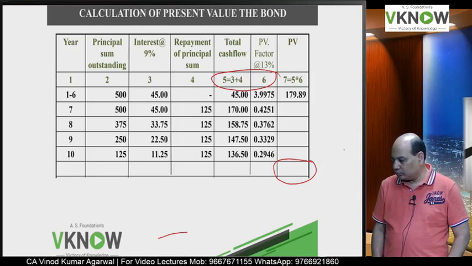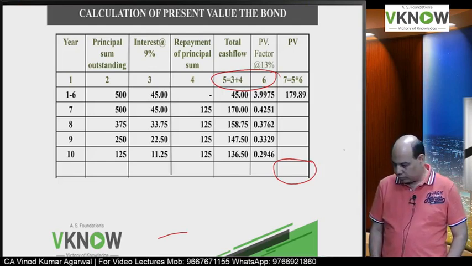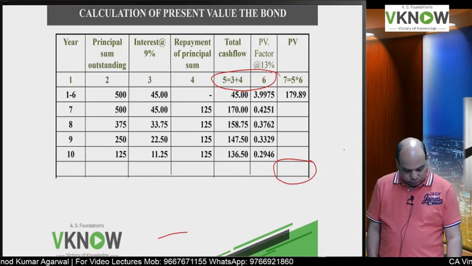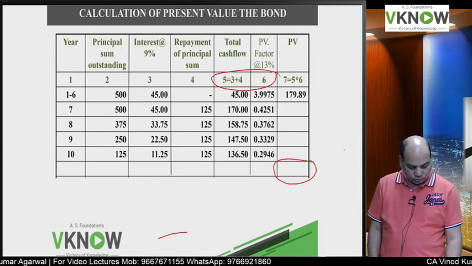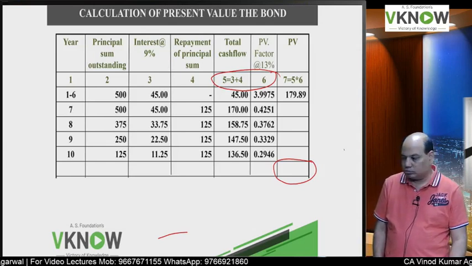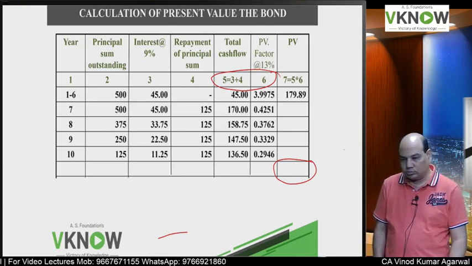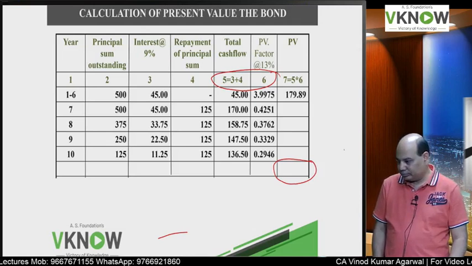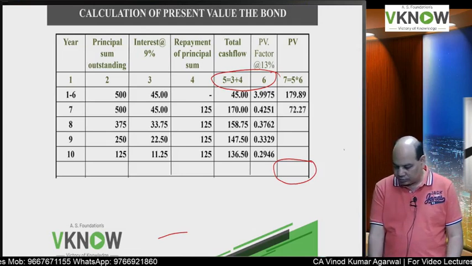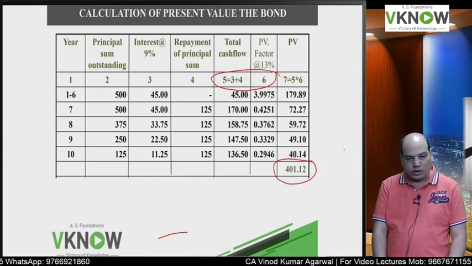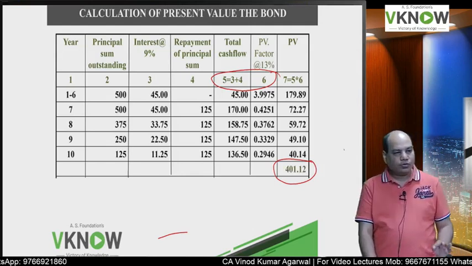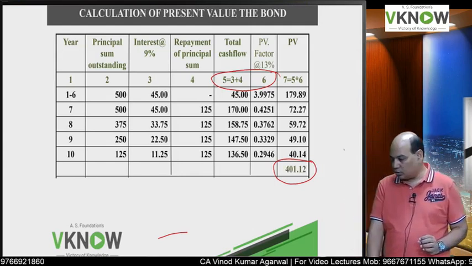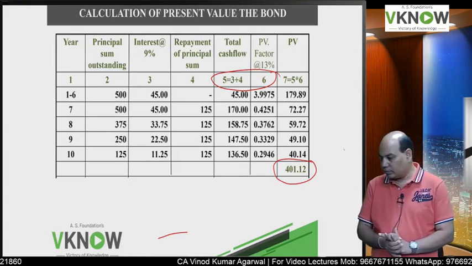What is the total? Anybody total? Total of the last column? Check the answer now. Total of the last column is 401.12. Write down 401.12 and later you can check it if it is not correct.